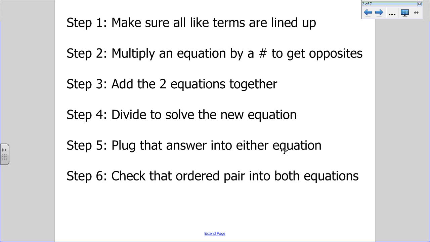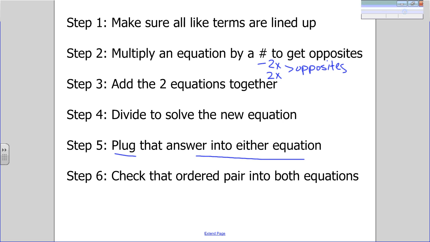If we need to, we'll have to do step 2. Sometimes we don't have to, but we're going to multiply an equation by a number to get its opposites. That means I'm going to have negative 2x and positive 2x, for example. That's what it means to have opposites. All right? Then we add the two equations together, divide to solve the new equation, and then it's going back to what we had before. Plug that answer into either of the equations, and then check your ordered pair.